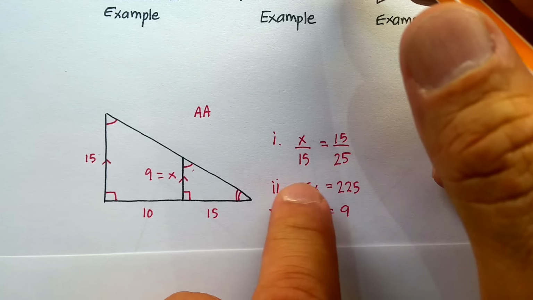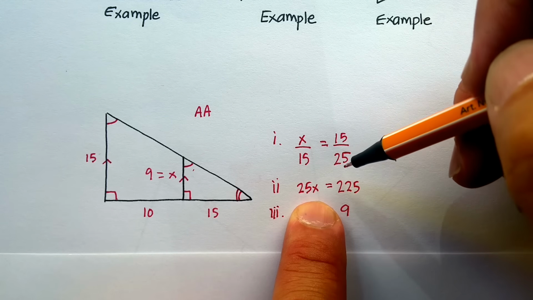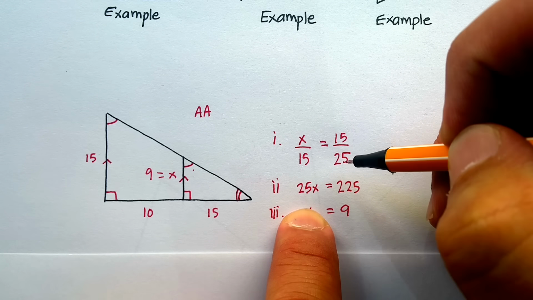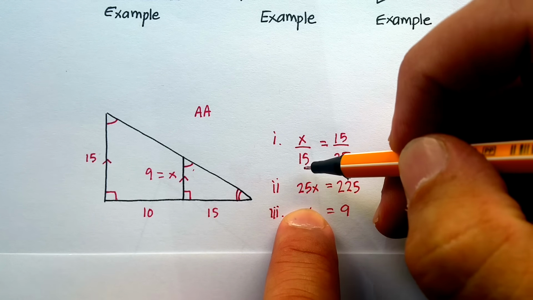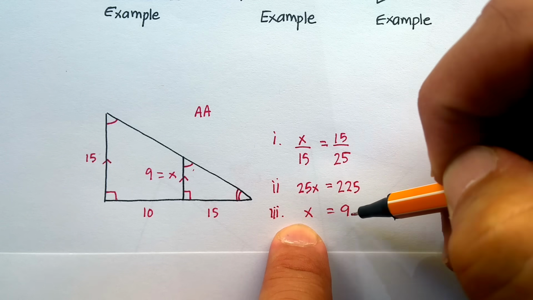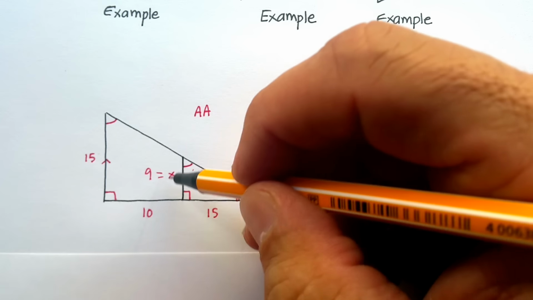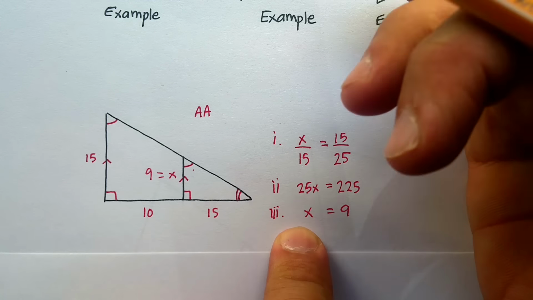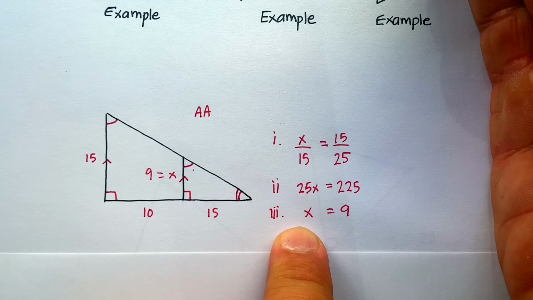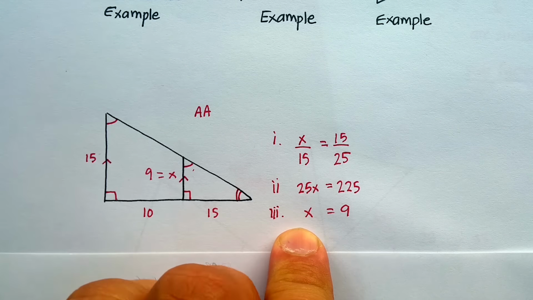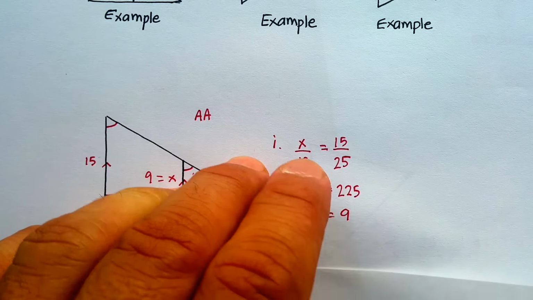Sure enough it is. Let's go ahead and solve it, do our cross products. We know that 25 times x is that, 15 times 15 is 225. Divide both sides by 25 and you get x is equal to 9, right? So that's one example of a type of similarity problem that you might encounter. All right, let's try another one.